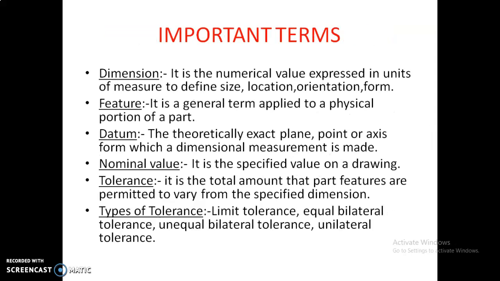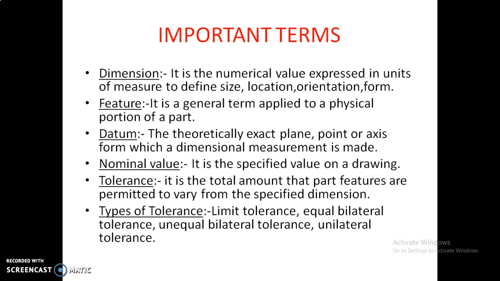Okay, important terms. Dimension is a numerical value expressed in units or measure to define size, location, or form. Means the numerical value used in an engineering drawing is known as dimension, which is a general term applied to the physical portion of a part. A feature is the portion of a part on which dimensioning and tolerances are applied in an engineering drawing. Datum: the theoretical plane, point, or axis from which a dimension measurement is made, means it is used as a reference point from which dimension is measured. Nominal value: it is a specified value on a drawing. It is a given value in a drawing, known as nominal value.